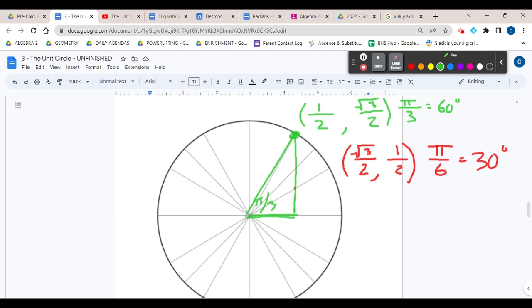So take a minute and get that down if you need to. Again, pi over 3 is 60 degrees. That's the angle down here at the origin. 1/2 and root 3 over 2 are the coordinates of the point that lies on the circle, the point that this angle sort of takes us to. Okay, if we have this angle pi over 3, which is 60 degrees, the point on the circle is going to be 1/2 comma root 3 over 2.